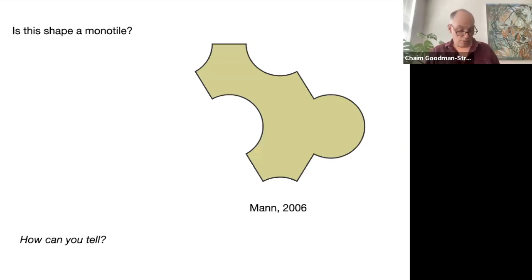So Casey Mann was a student of mine at Arkansas, and Sergey knows him or knew him. And Casey became an expert on this question. And he came up with lots and lots of examples. And this one we can pretty well prove very simply cannot tile the plane. And this is a fairly common strategy.